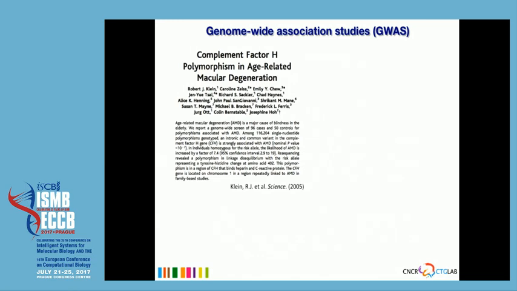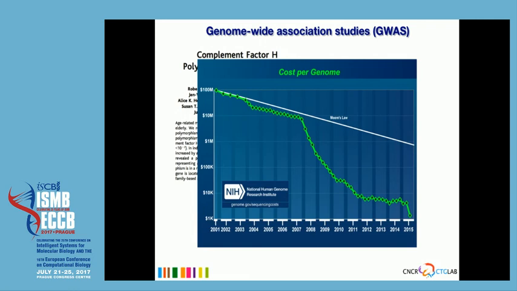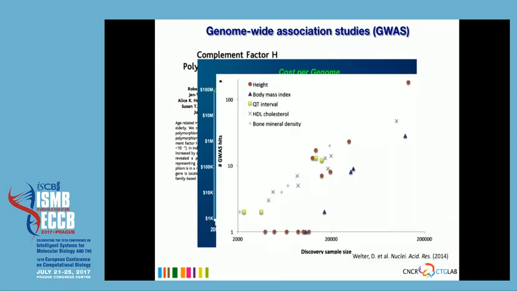The very first GWAS study was published in 2005, and since then the cost of genotyping has dramatically decreased, which allowed us to collect a much larger number of individuals. Nowadays, the big consortia for meta-analysis usually use more than 100,000 individuals. By increasing the sample size, we also increase the statistical power to detect relatively weak effect sizes. For example, the height study using around 200,000 individuals ended up identifying more than 100 risk loci.